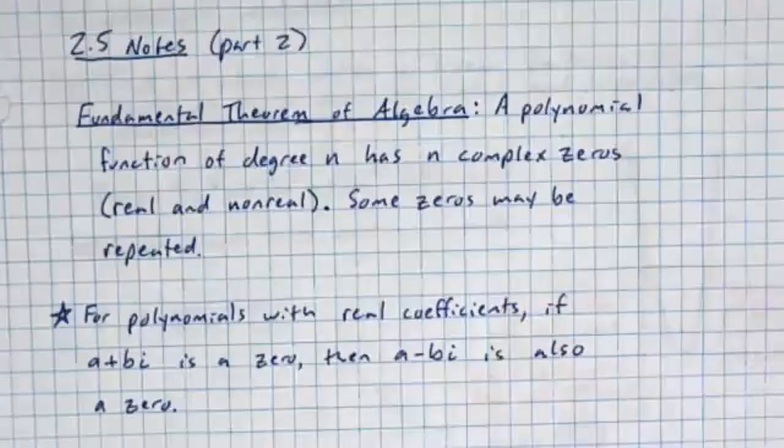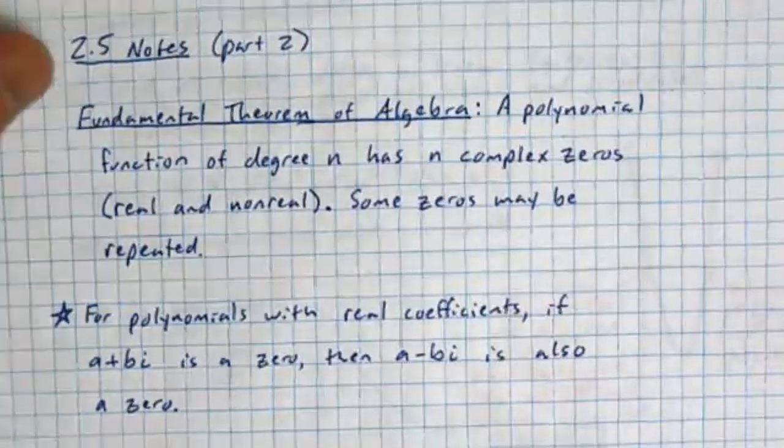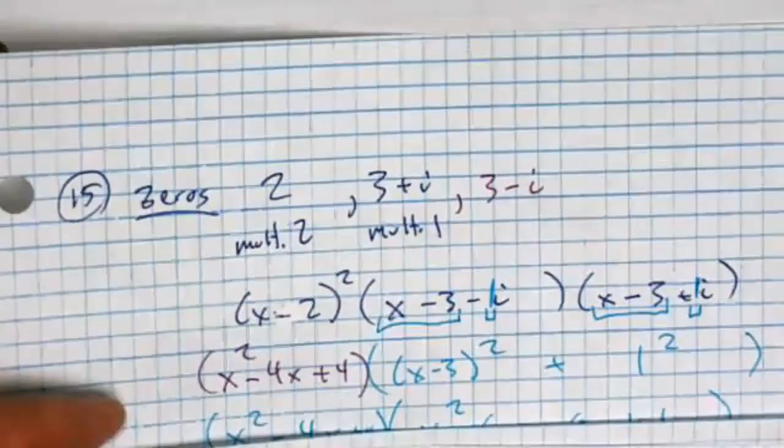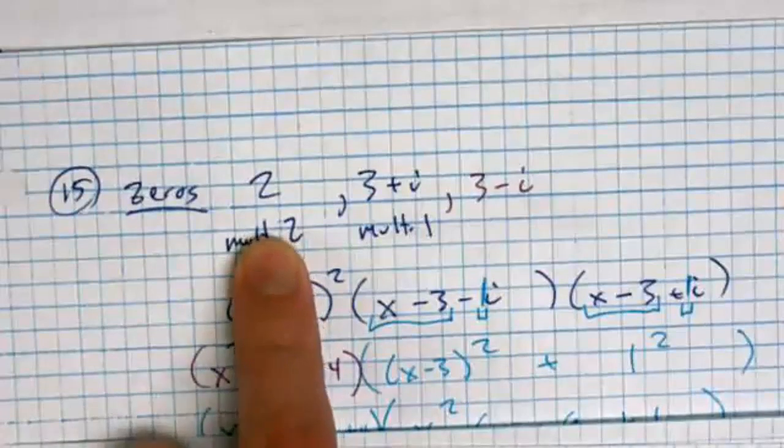The fundamental theorem of algebra basically says that the degree of the polynomial is going to match how many zeros you have. Complex meaning real and non-real. But some of them can be repeated, like that last example that we were just looking at. I would say there are 4 zeros here because 2 is repeated.